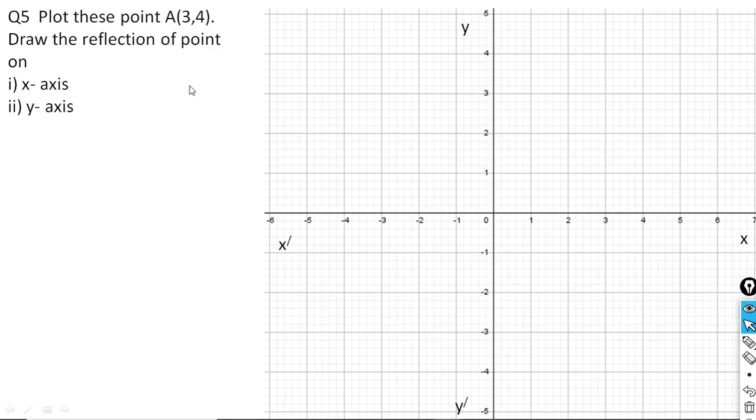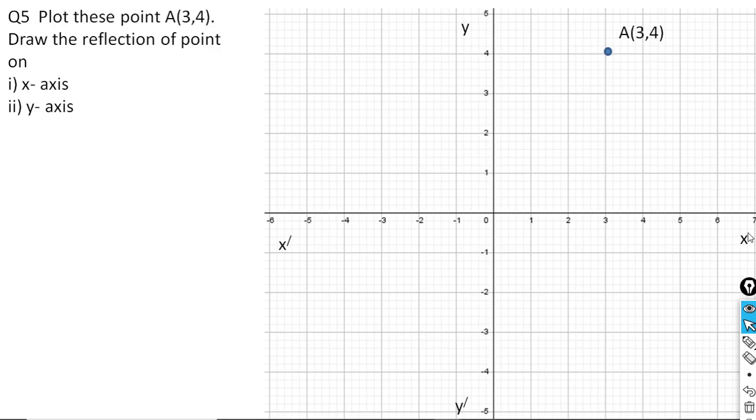Let us discuss another problem. In this problem, we have to plot a point A, which is (3, 4), and draw the reflection of this point on the x-axis and then on the y-axis. First of all, we plot the point A (3, 4). This is the point A, which is (3, 4). Now we have to draw its reflection on the x-axis.